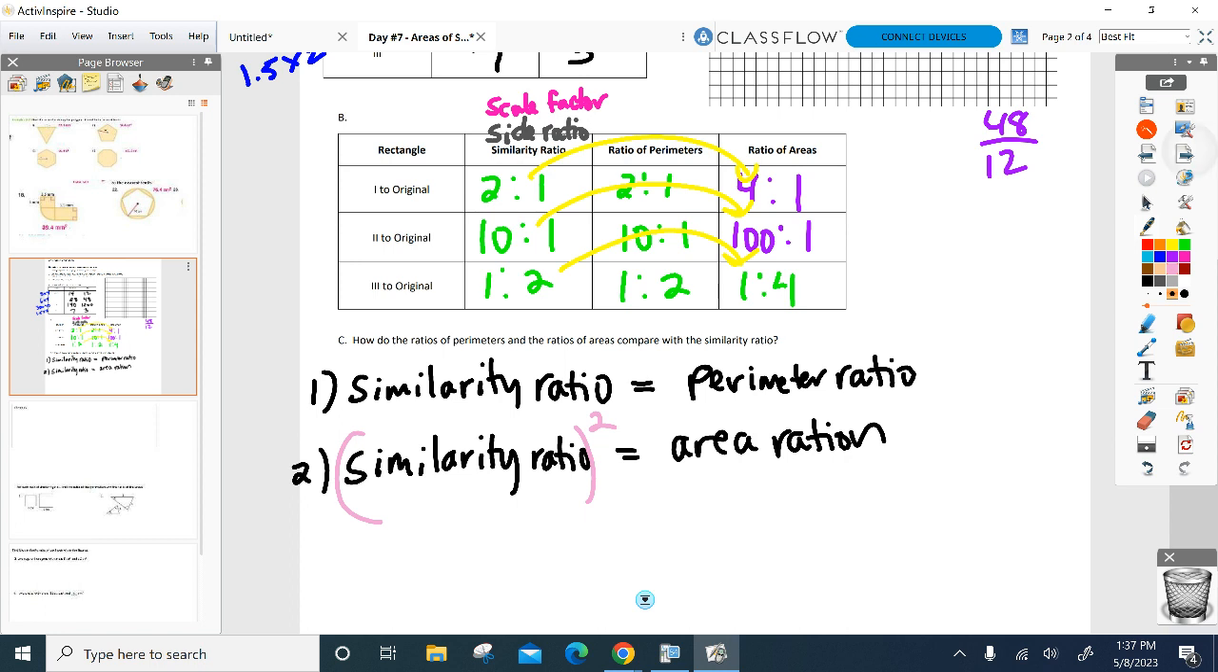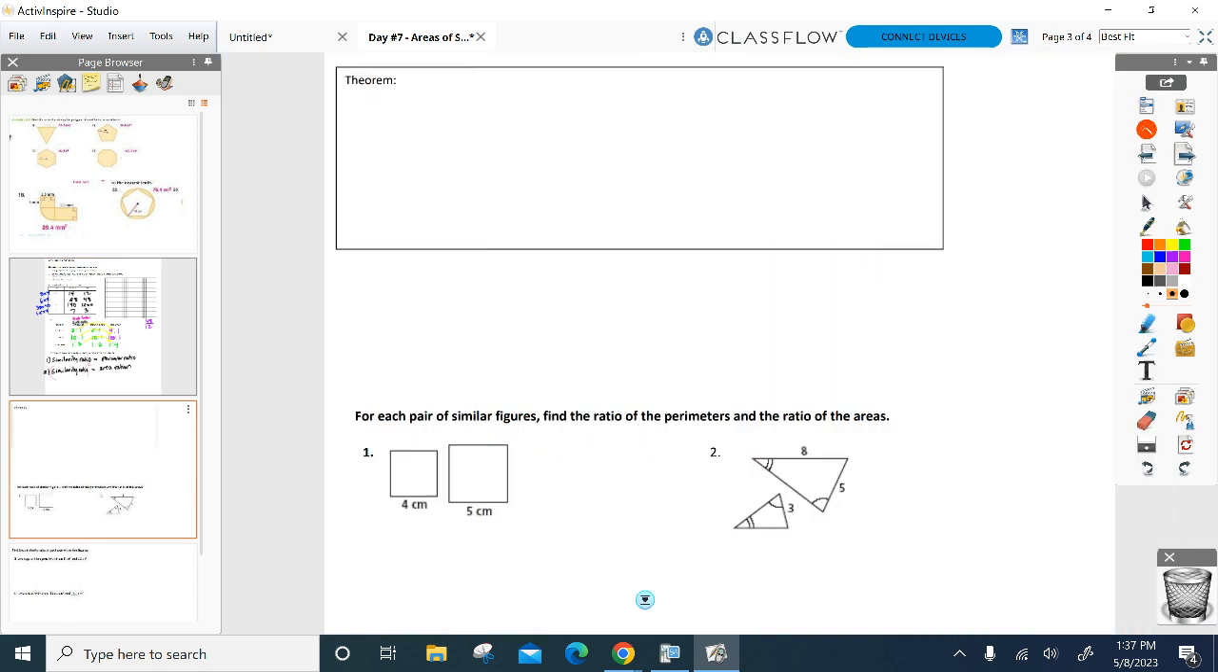All I want to do on the next page where it says theorem is to write this symbolically now, because we're not going to write out similarity ratio, perimeter, and area ratio every time. So symbolically, here's what we just learned for the theorem.